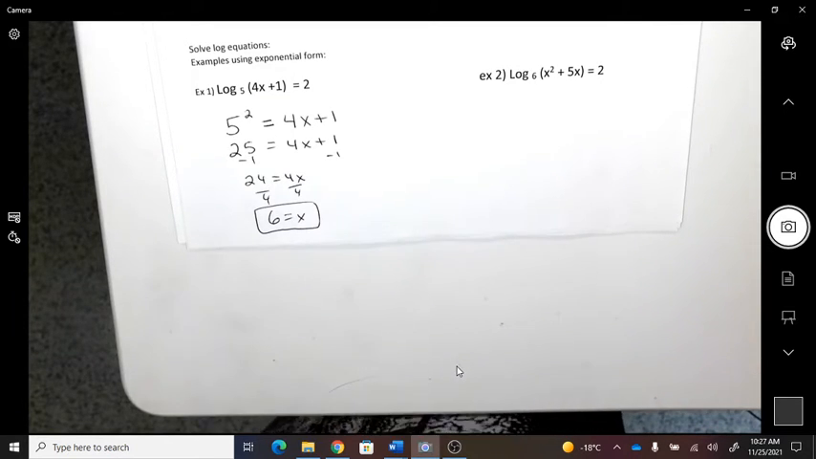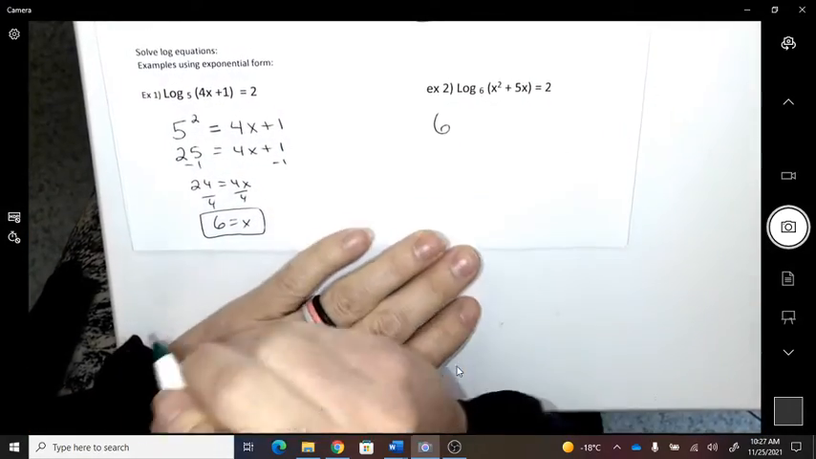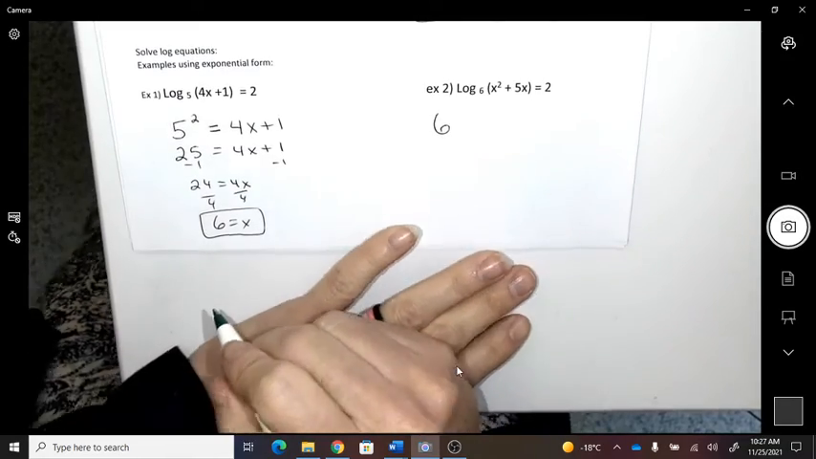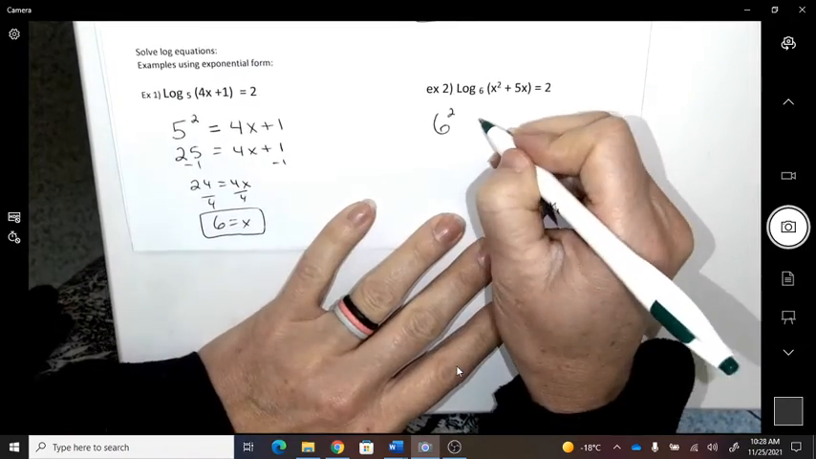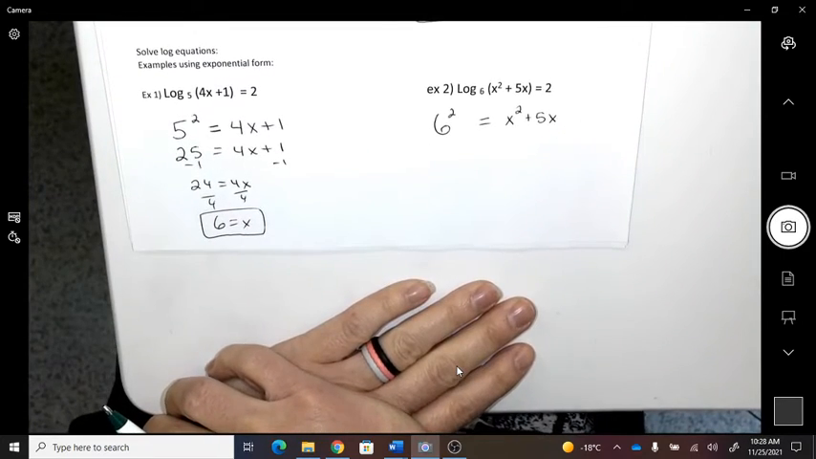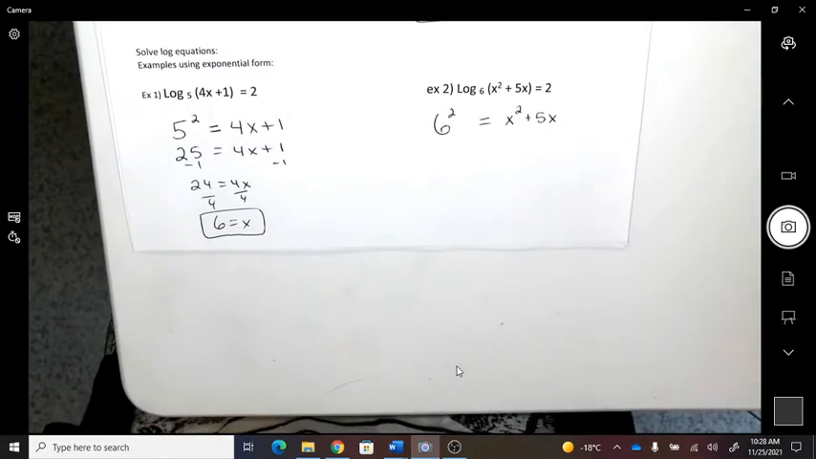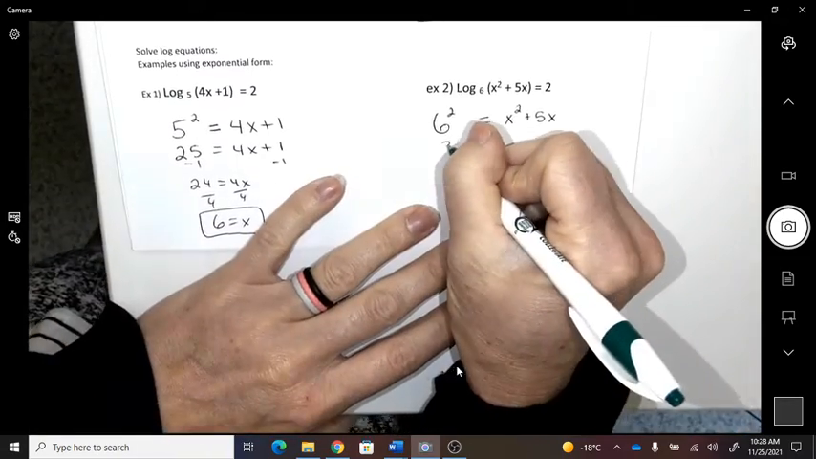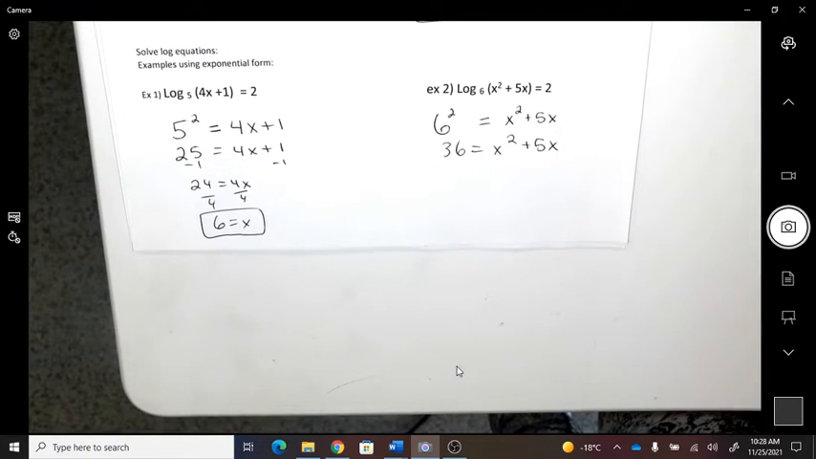Okay, number 2. Base 6, exponent 2 equals a result. Base, exponent, result, just those three components. I'm rearranging them, so I'm going to go 36 equals... with this style of equation to solve algebraically.